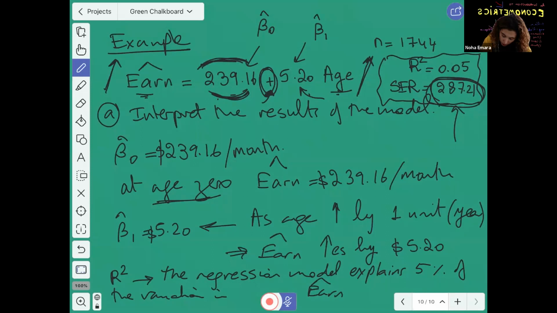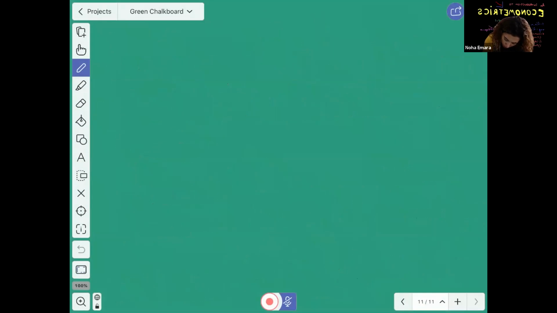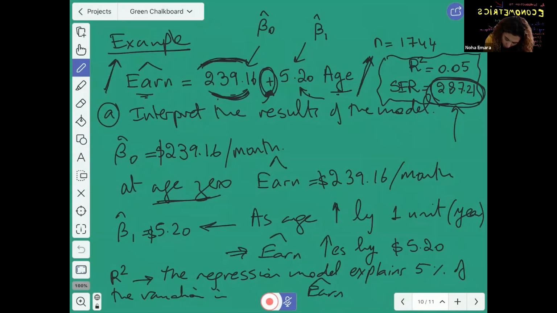Now, let's complete this example. So the first part was to interpret the results, right? So this is number A, and now number B.